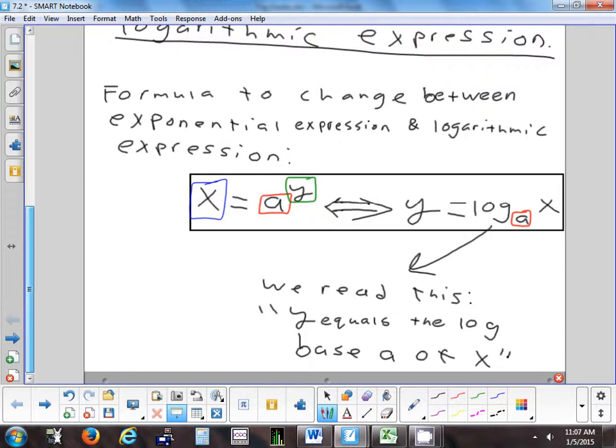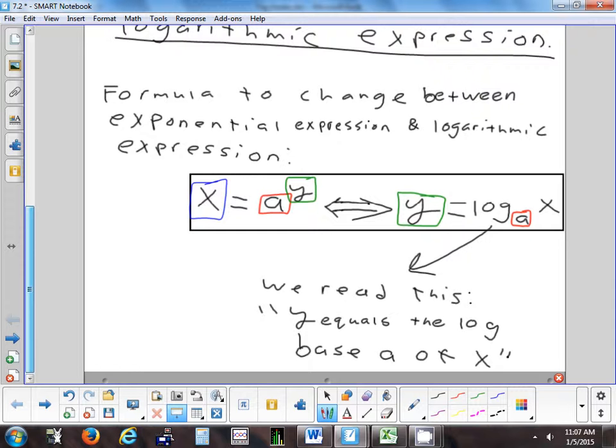Okay, so whatever the base was on your original, that becomes the base on your log. So that's where the a goes. Okay, the next thing I'm going to look at is the exponent. When you write something as a log, the exponent goes by itself.